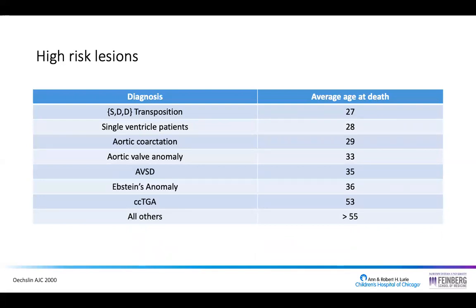And you see that when you look at these older data from the 80s and the 90s, these average ages of death are really quite young. A transposition patient at 27, a single ventricle patient at 28, aortic coarctation, which is really a relatively conceptually straightforward lesion to get your head around, is relatively young. And that's not to say that everybody dies at age 27. These average ages of death actually represent a big bell curve where there's a lot of young mortality and then a lot of a little bit older mortality.